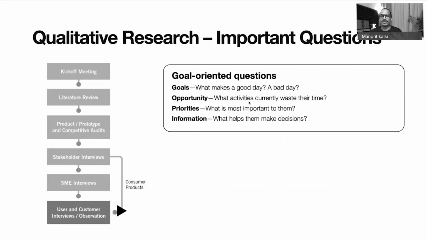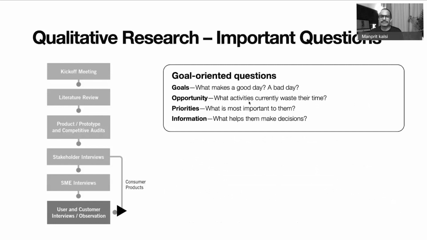So basically, the kind of question that we ask here is goal driven, opportunity driven, then priorities and information. So basically, what makes a good day or bad day for the user? That is the goal. If he's able to achieve the goal, then that is what we want to fulfill by creating those kind of features in the product.